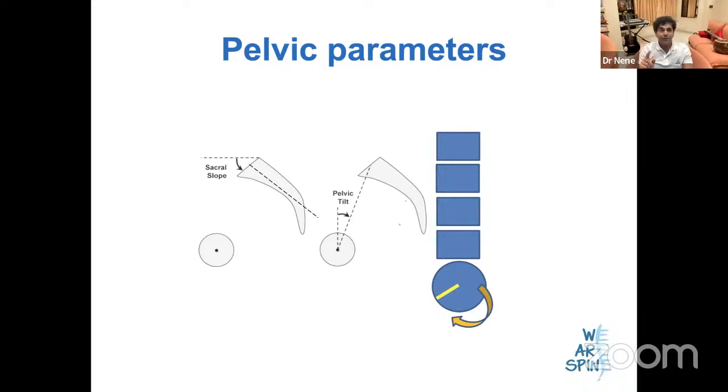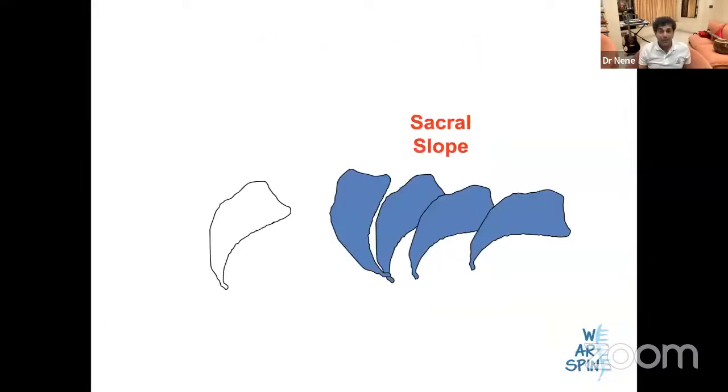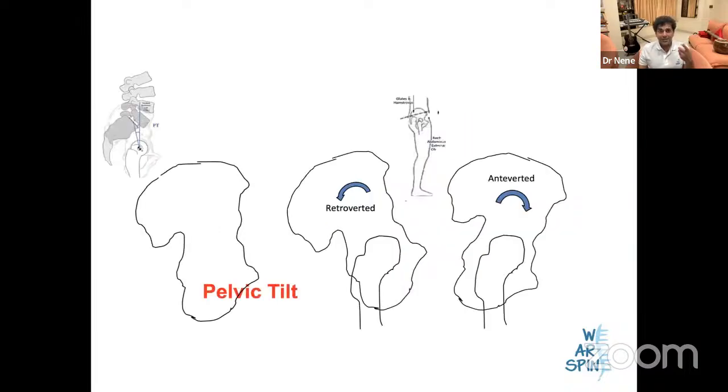Is that clear so far? These are eyeballing markers. You don't need measurements for that. You just eyeball and you know, oh, this sacrum looks more horizontal, so this pelvis is probably tilted forward, or this sacrum looks more vertical, so this pelvis is probably retroverted, tilted the other way. Is that clear? So that's the sacral slope. And as surgeons in clinical practice, this is something that you can keep your eyes open for.